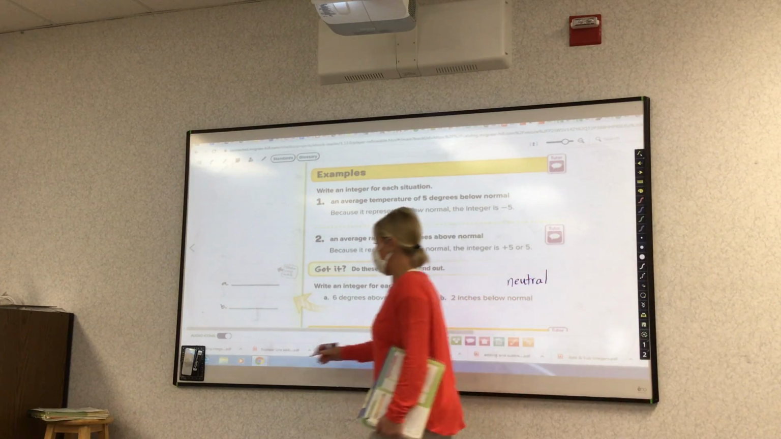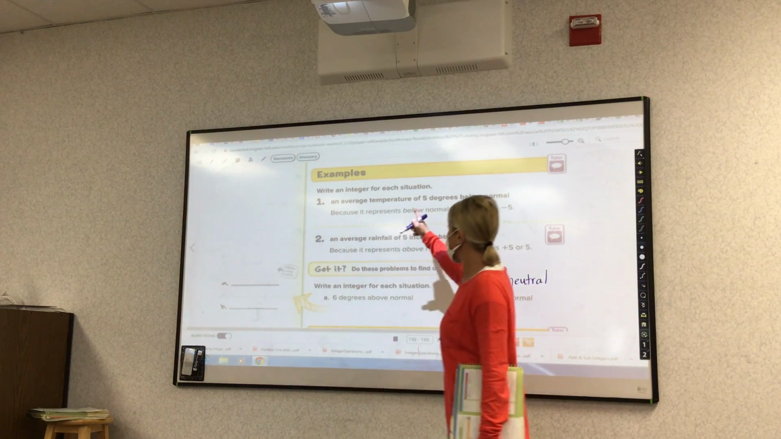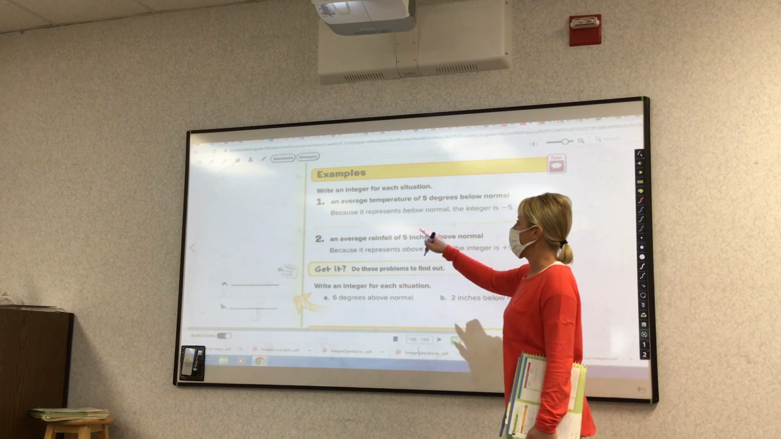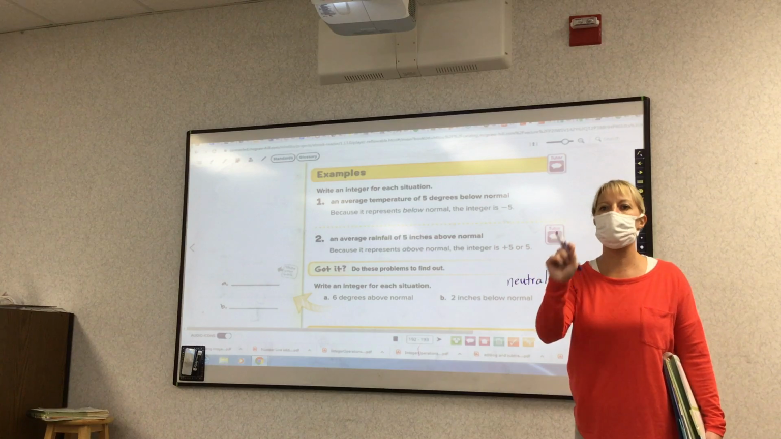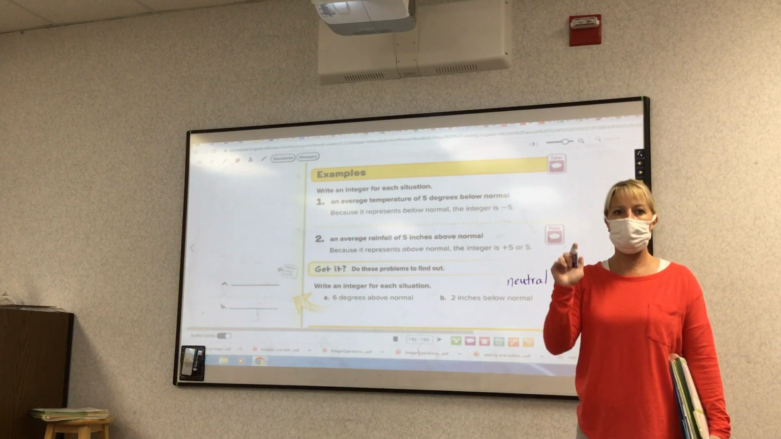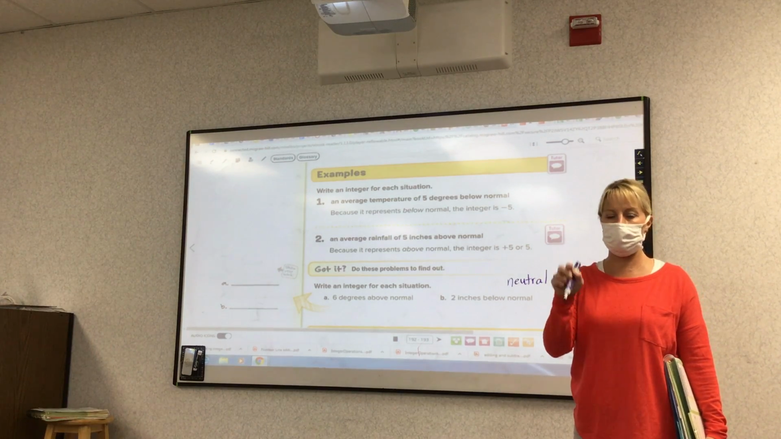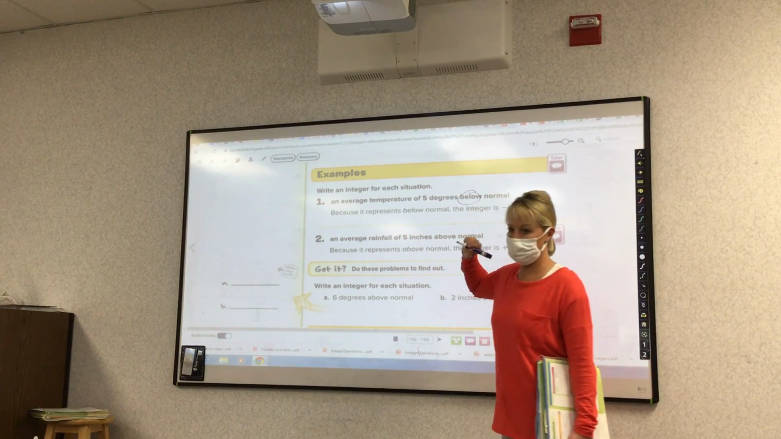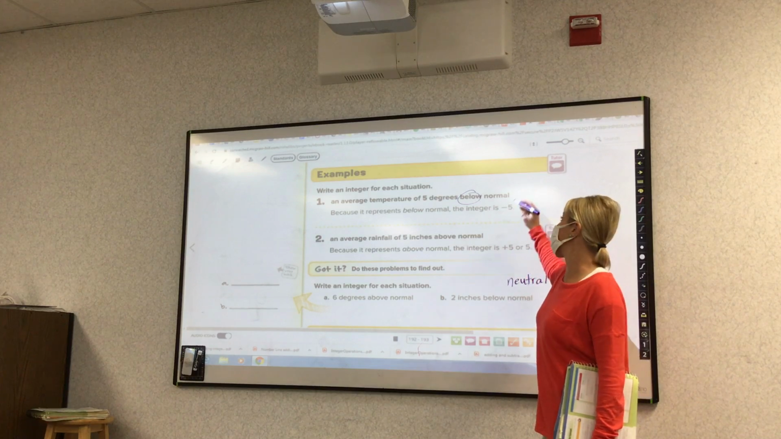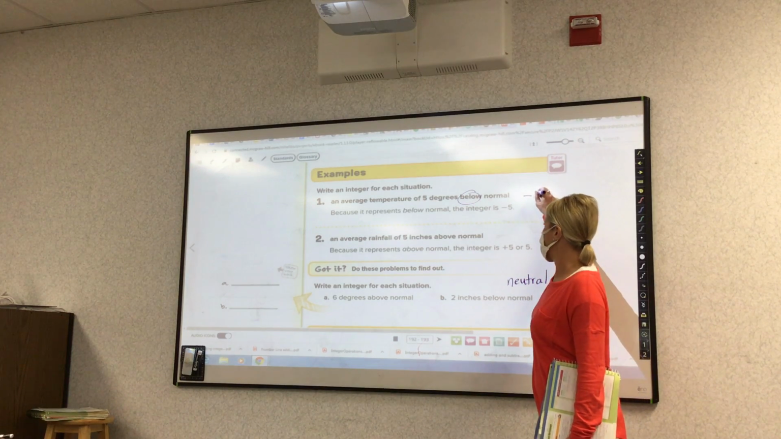So let's do some examples. Write an integer for each situation. An average temperature of 5 degrees below normal. Before you write the answer, I want to know my keyword I need to circle. On the count of 3, I want the answer. 1, 2, 3. Below. Okay, so we're all circling that. And then the number that you would write would be? -5.